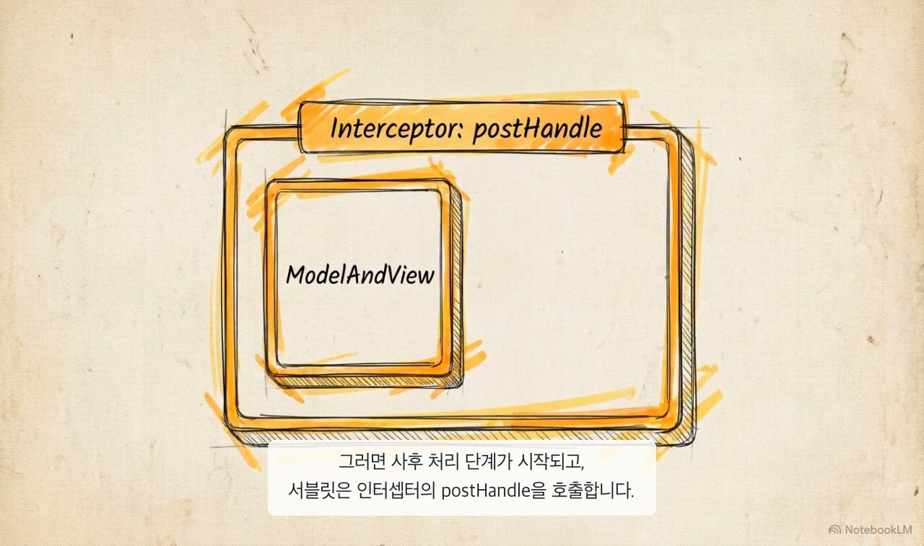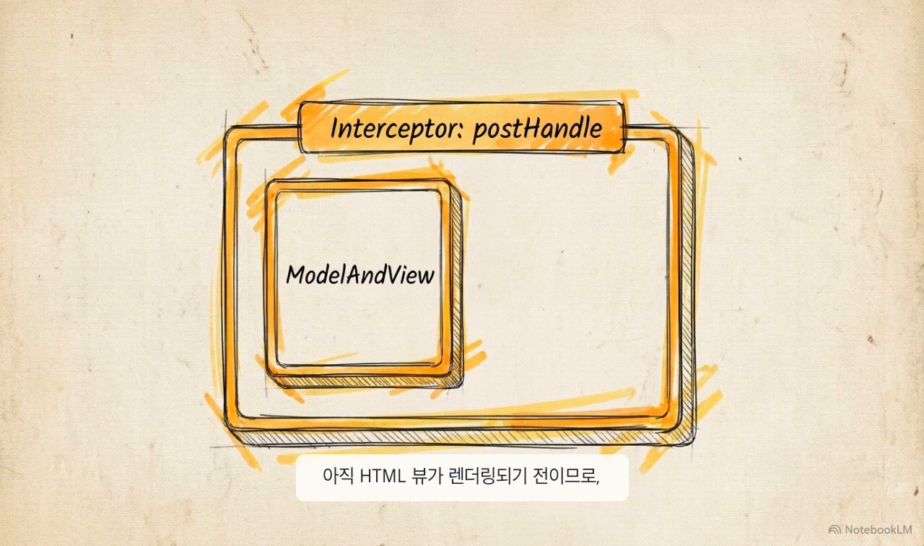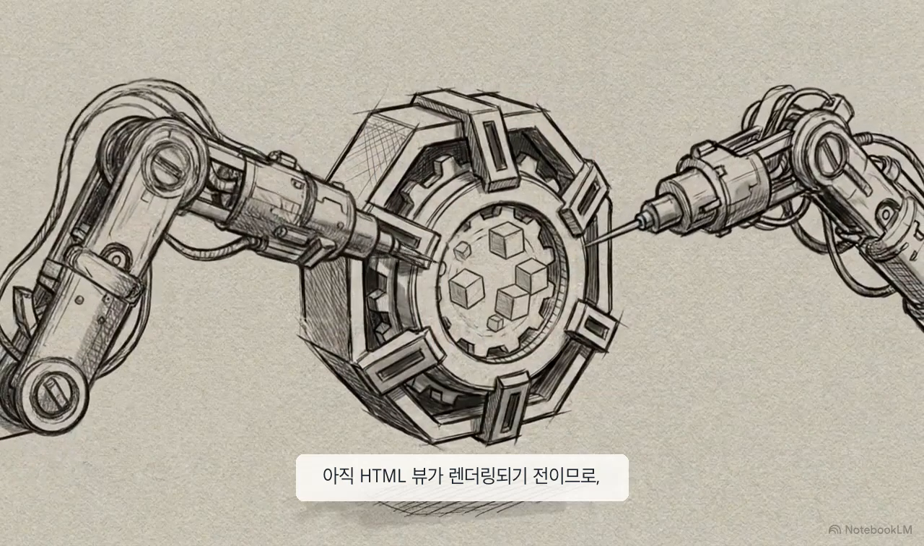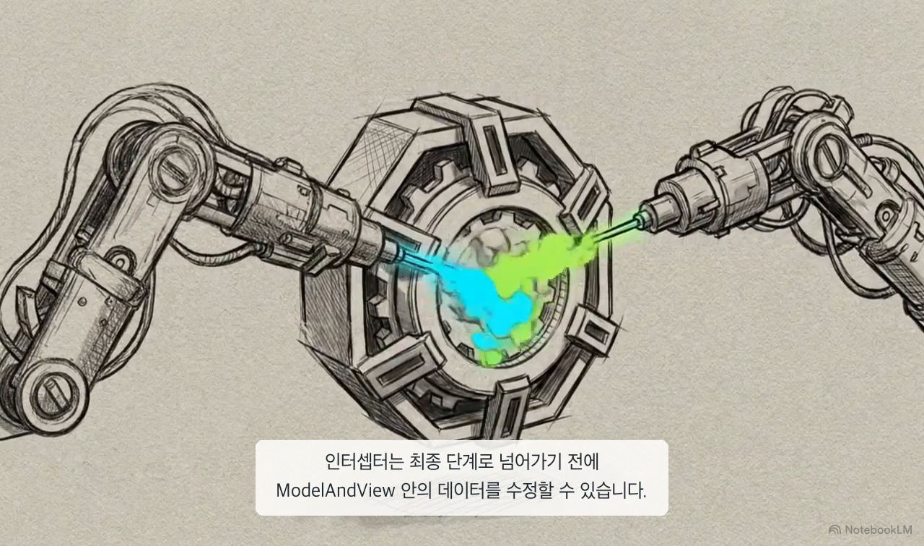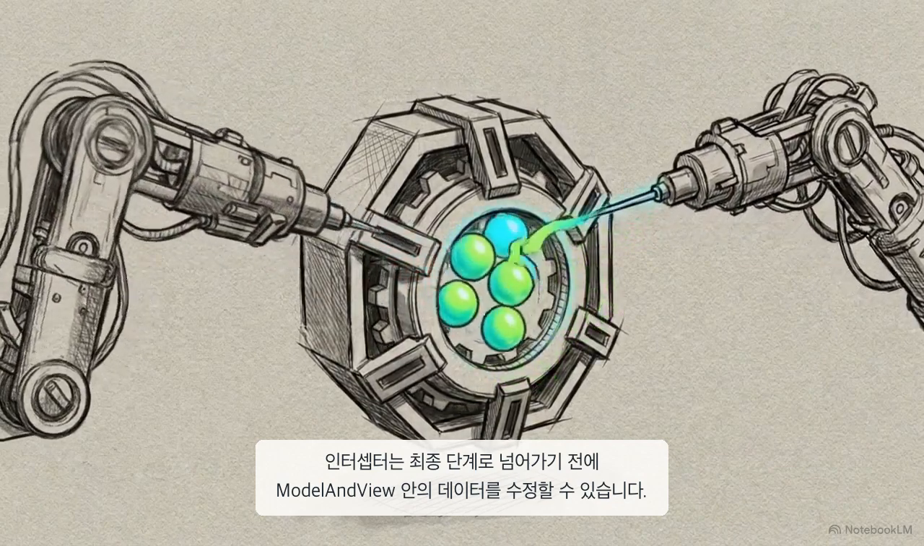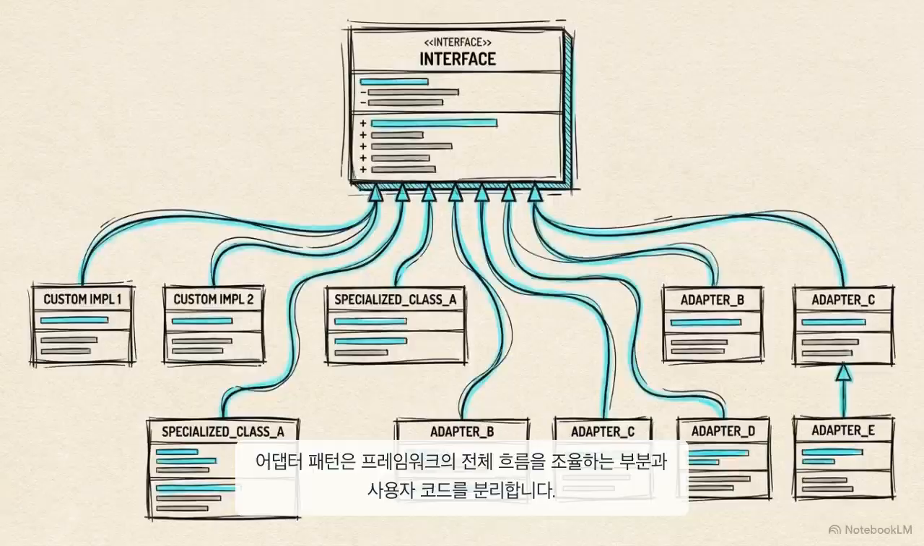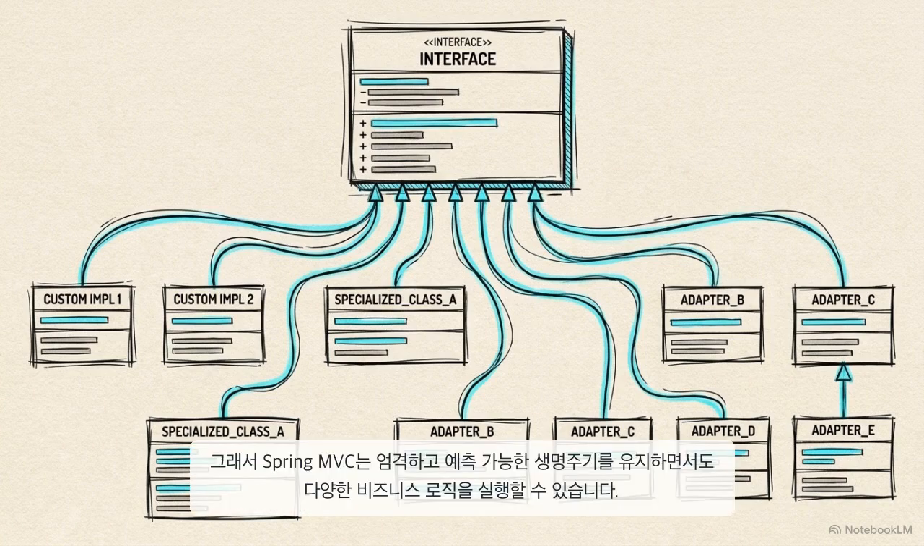This triggers the post-processing step, where the servlet calls postHandle on the interceptors. Since the HTML view has not yet been rendered, interceptors can modify the data inside the ModelAndView payload before it reaches the final stage. The adapter pattern decouples the framework's orchestration from custom code. It allows Spring MVC to execute varied business logic while maintaining a rigid, predictable lifecycle.